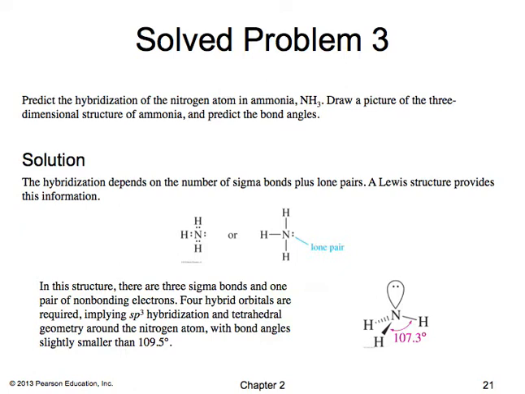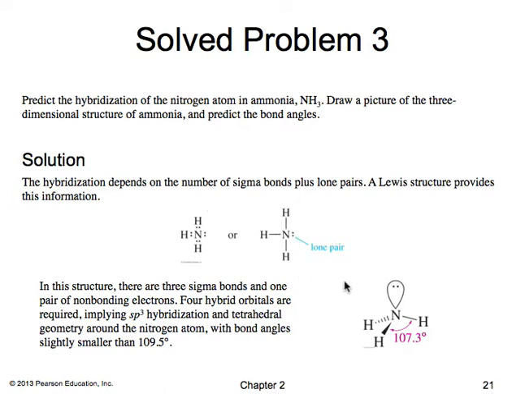So here's another problem that you should be doing. Predict the hybridization of the nitrogen atom in ammonia, NH3. Draw a picture of the three-dimensional structure of ammonia and predict the bond angles. The hybridization depends on the number of sigma bonds plus the lone pairs, and so you generate your Lewis dot structures. Either one is fine when you have a lone pair.